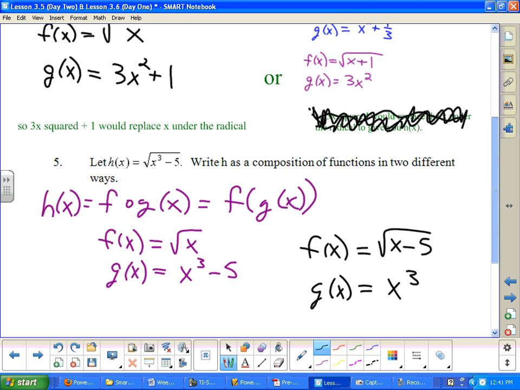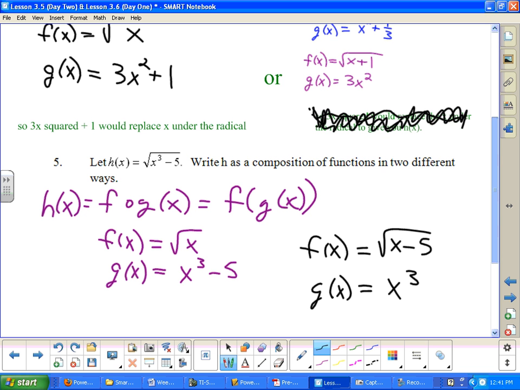Okay, good. All right, those are the 2 basic ones right there. Square root of x and x cubed minus 5. So x cubed minus 5 is going to go in for x. Or square root of x minus 5, and then we're just going to replace the x with x cubed.